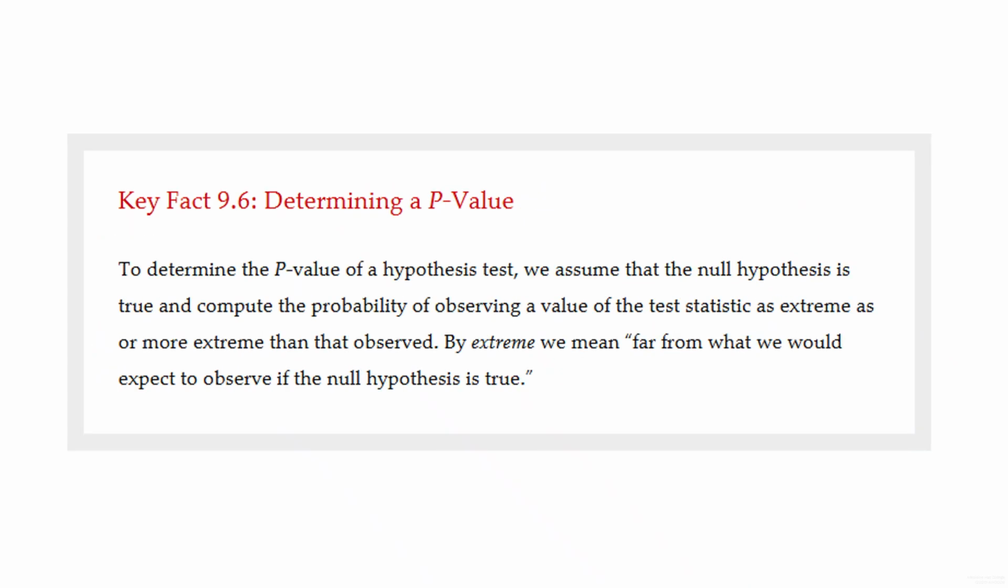But how do we get the p-value? To determine the p-value of the hypothesis test, we assume the null hypothesis is true, and then compute the probability of observing a value of the test statistic as extreme as or more extreme than that observed. By extreme, it means far from what we would expect to observe if the null hypothesis is true. Now, to determine the actual p-value, we're going to get it on technology. It's going to calculate it for us, but I'll show you guys how you can estimate it using tables.